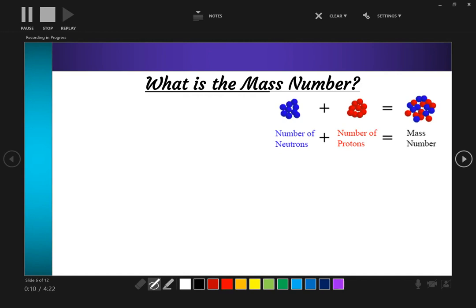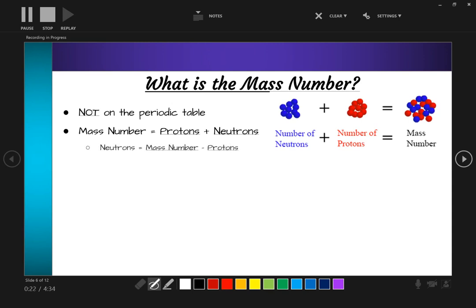What is the mass number? The mass number is not on the periodic table. The mass number is equal to the number of protons plus the number of neutrons. We can also rearrange the equation to solve for neutrons. So neutrons would be equal to the mass number minus protons.